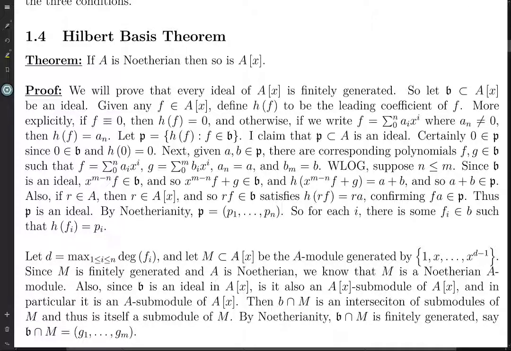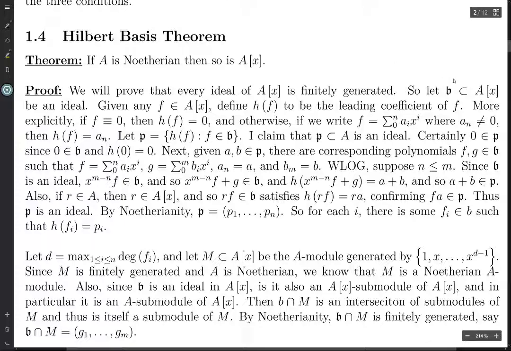Hilbert basis theorem. Let A be Noetherian. Prove that the polynomial ring A[x] is as well. This is weird because you have to talk about not only rings but also modules. Alright, so we want to prove that every ideal of this polynomial ring is finitely generated.